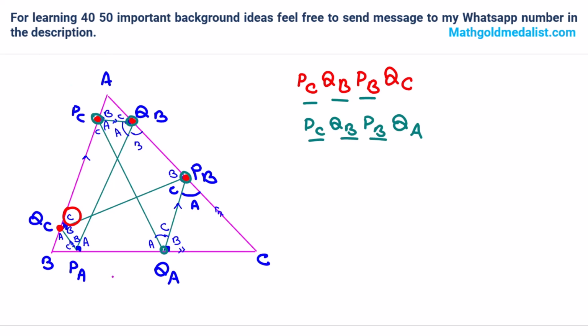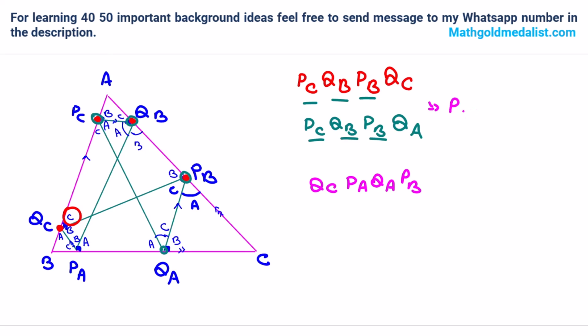You said which of them is cyclic? QC, PA, QA, PB. QAPB, you said? Yeah, on this one, because you say it is C, right? Okay, and PB. So again, from these two, we can say all of them are cyclic.